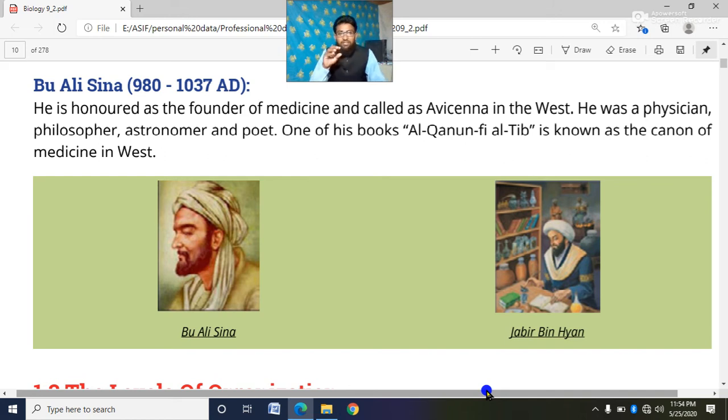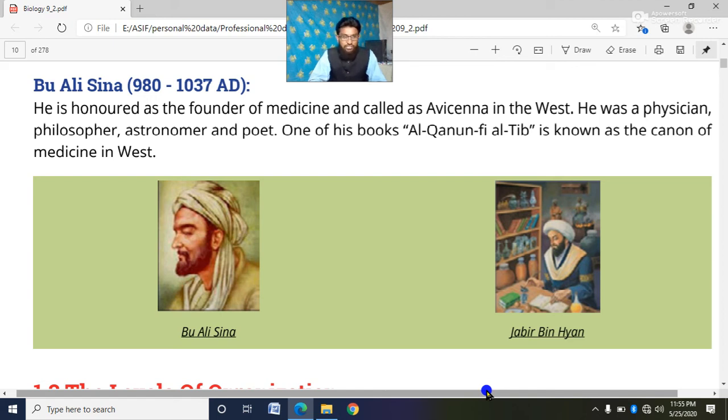Bu Ali Sina is known as Avicenna in the West, in Europe and America. His name is given as Avicenna, not Bu Ali Sina. We Muslims know him as Bu Ali Sina, but people in the West, in the European countries, know him as Avicenna.